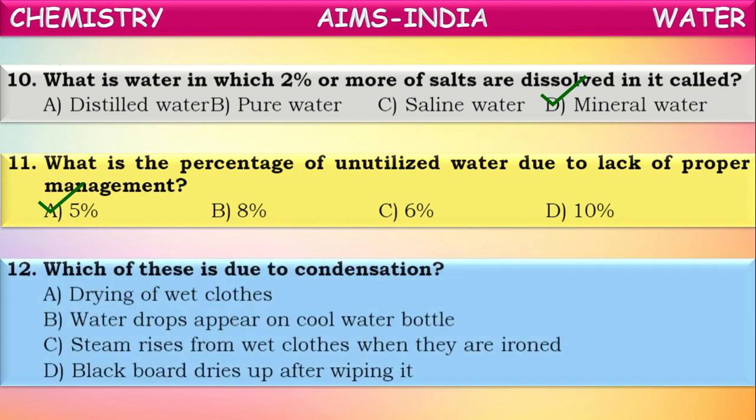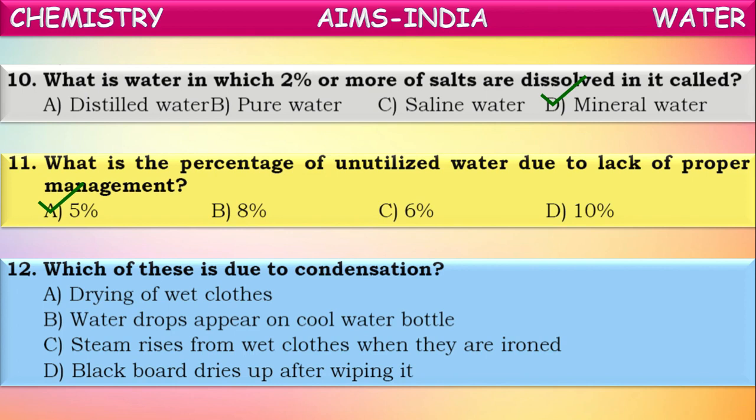Which of these is due to condensation? What is meant by condensation? The conversion of a gaseous substance into a liquid substance by cooling is called condensation. So which of these processes is happening by condensation among these?